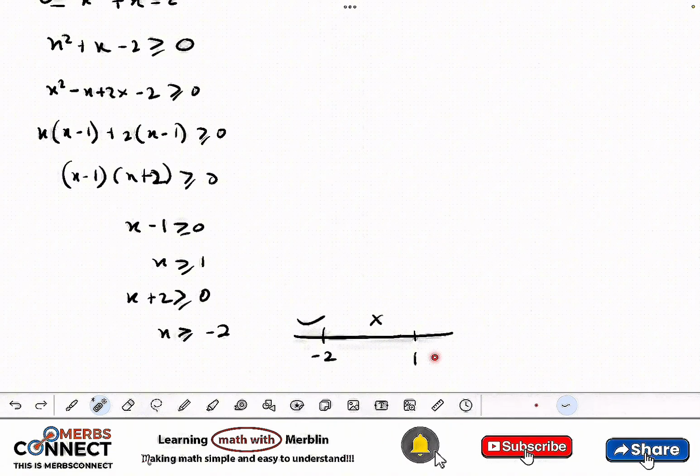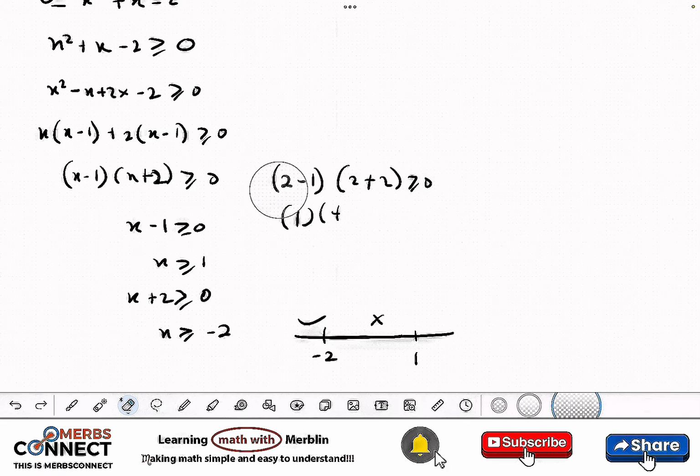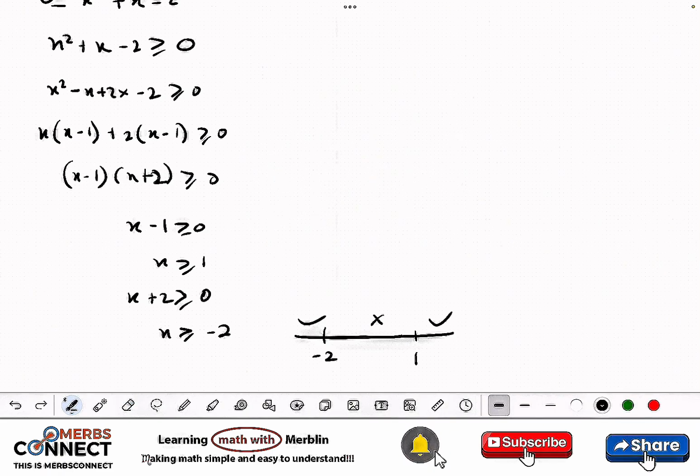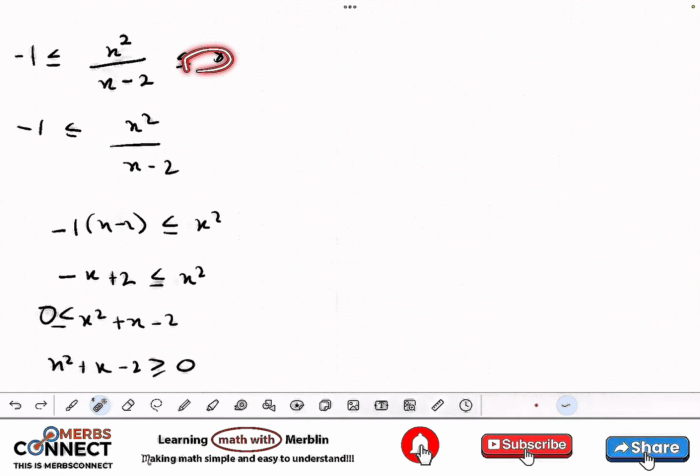Then I can plug in something here, which is 2, right? So let's plug in 2. 2 minus 1, 2 plus 2 greater than or equal to 0. This one will be 1 times 4. Then 4 is greater than or equal to 0, which is true. So this is also true. So when I draw it, I'm going to have this going this way and this going this way. The reason why I'm shading this is because it is inclusive, it is closed, right? So this is the one that we covered. Now what we need to do is cover this and also solve for this.